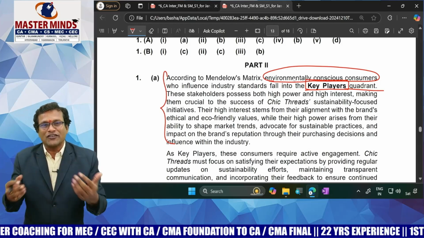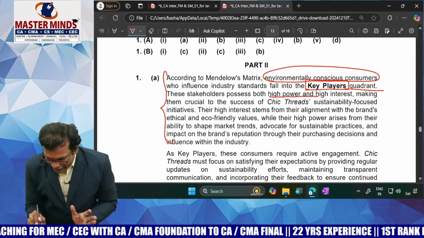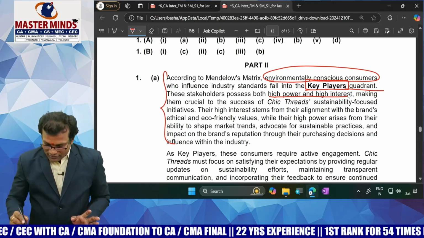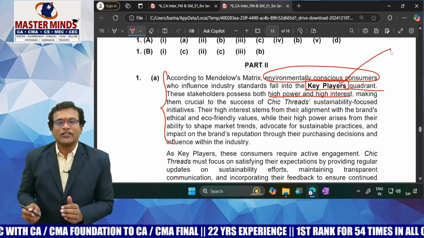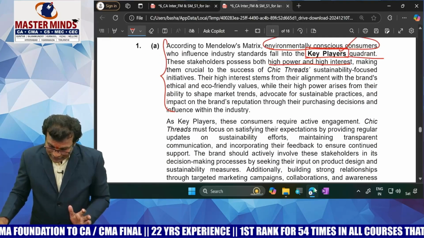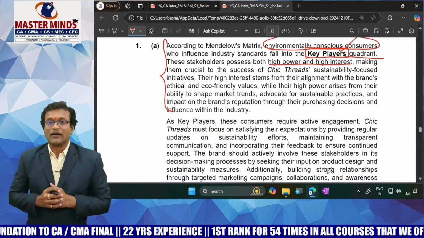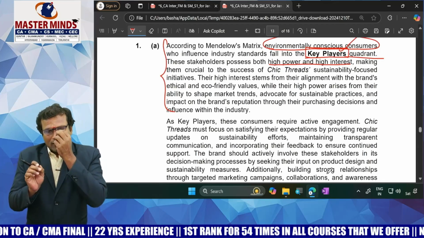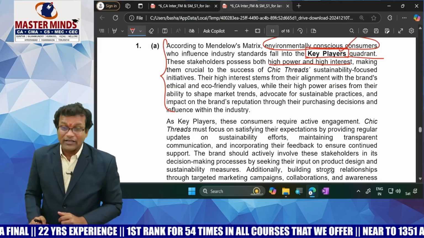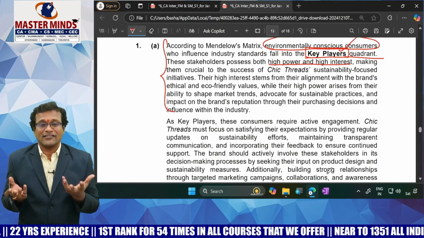Next one, it is also given in the question that they are enjoying high power and high interest. This is the word you have to reproduce in your examination. They belong to key players. That's an easy thing. Now, this is the key part. We have to explain to the examiner how these customers are exhibiting high interest.